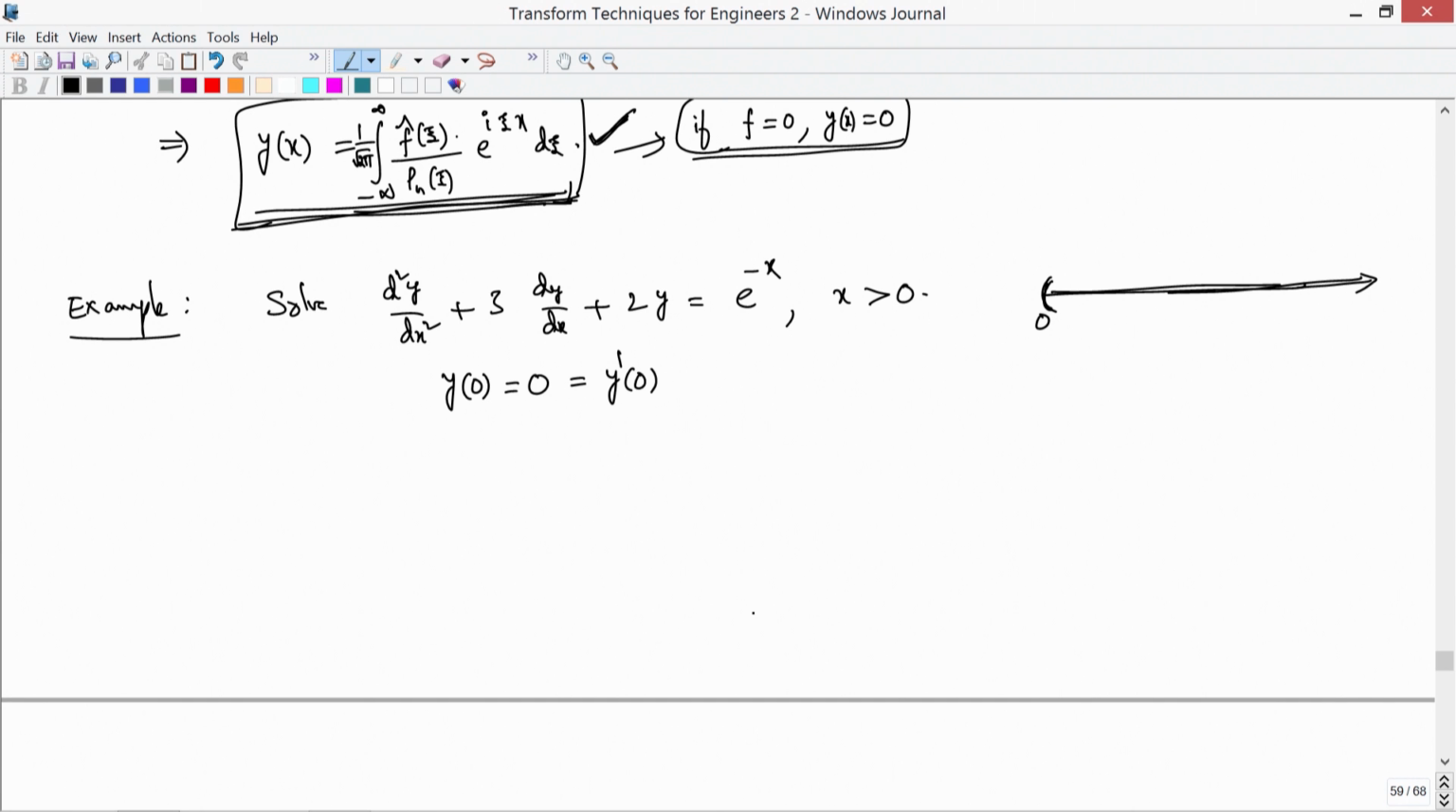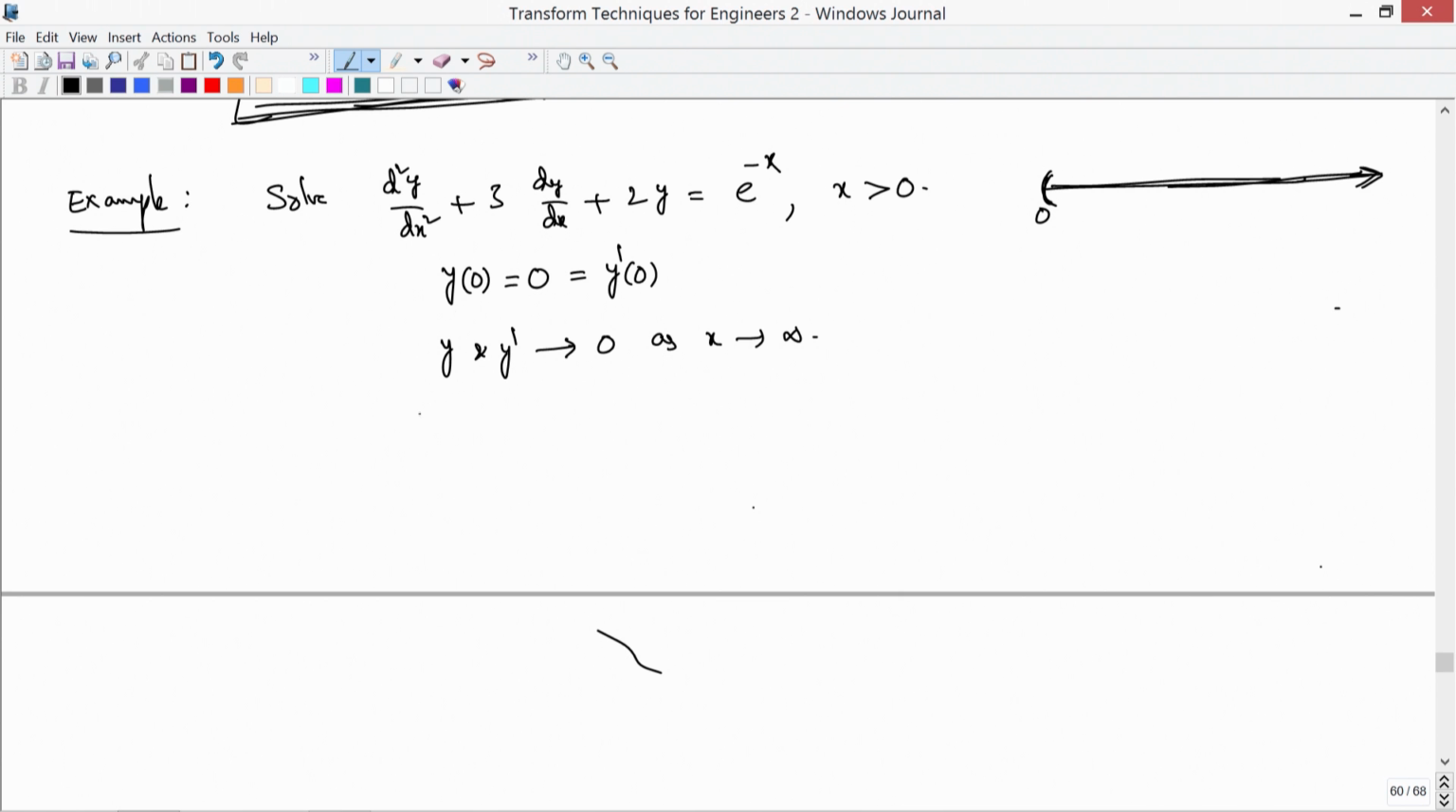Okay. And what is the other boundary? This is infinity. You can assume that y and y dash go to 0 as x goes to infinity. This is because you have the infinity. Okay. Once you have such a thing, this is your problem.